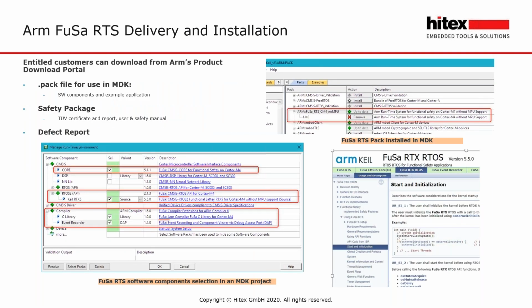So to install, it's downloaded and installed as a software pack. Once the pack's delivered to you, you simply click on it to install it, and it then integrates directly into the Keil MDK. So you can then select the safety components directly through the Run-Time Environment. And all of the appropriate documentation is then available as hyperlinks.